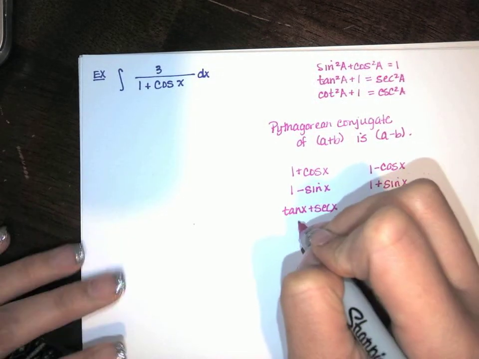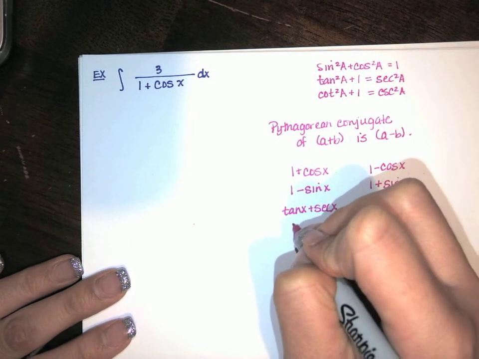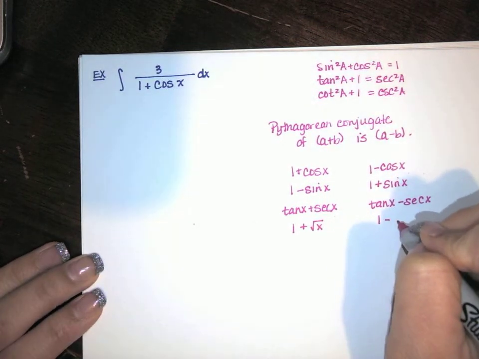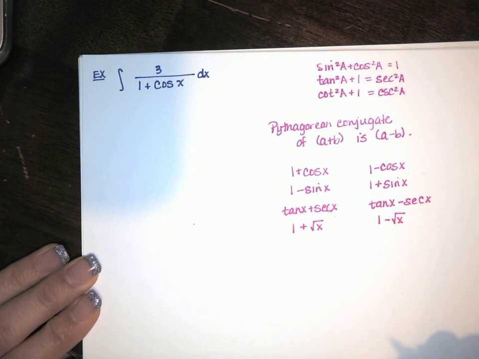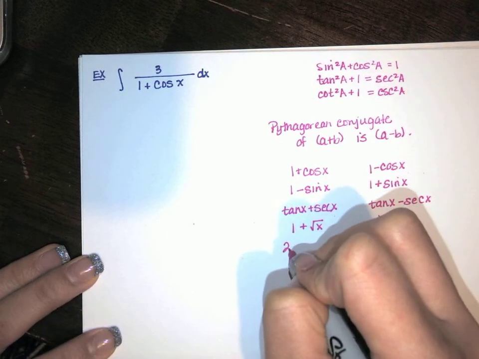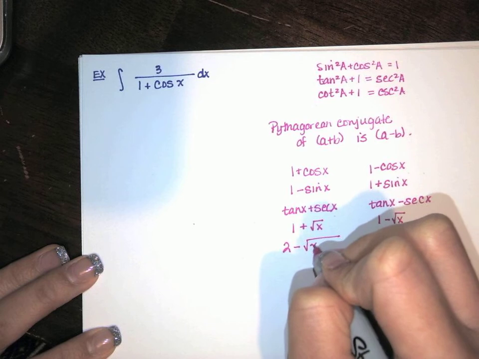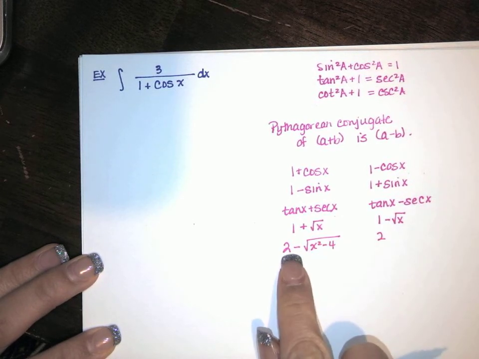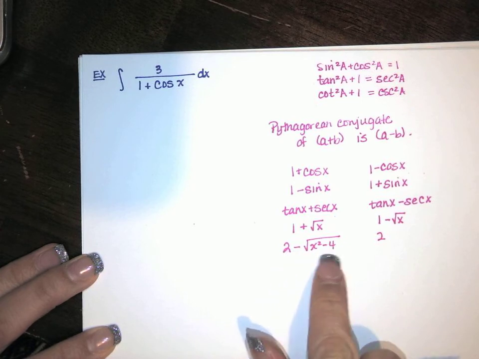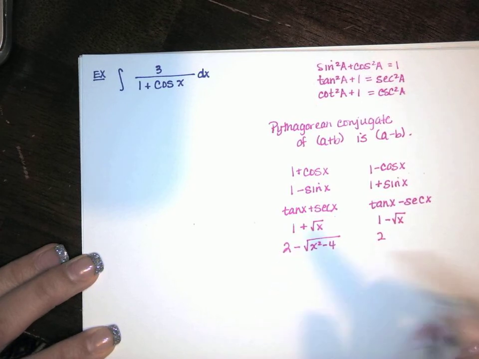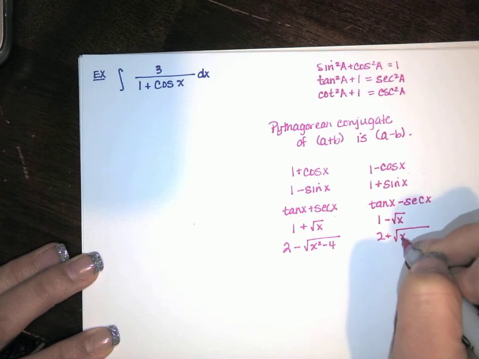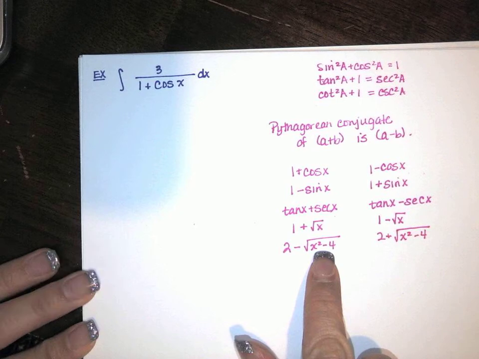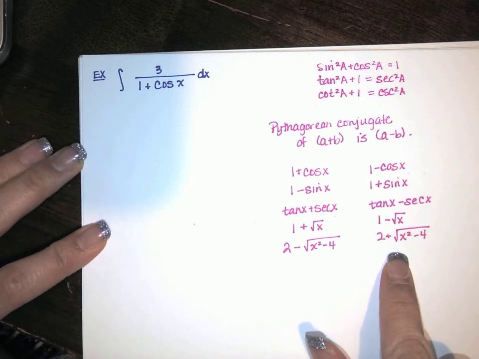Here's a conjugate that you may have seen in Calc 1. If I've got 1 plus square root of x, the conjugate of that is 1 minus square root of x. Or if I see 2 minus the square root of x squared minus 4, careful here, leave that sign alone, you're going to change that sign. That's 2 minus that whole thing. So you're thinking of that as the sign that needs to change. This one needs to change, that one doesn't. It's totally fine. So that's its conjugate.